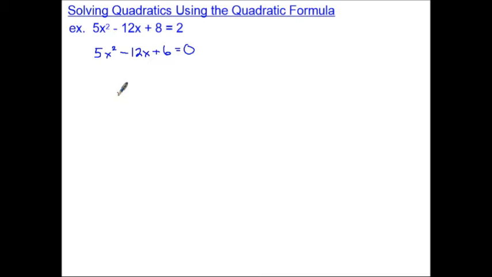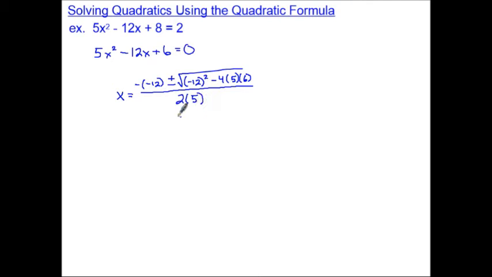So I've got x equals the opposite of b. You might just write a positive 12 there, and more power to you if you do. Plus or minus the square root of b squared, so negative 12 squared, minus 4 times the a, which is a 5 in this case, times the c, which is a 6, and that's all on top of a 2a.